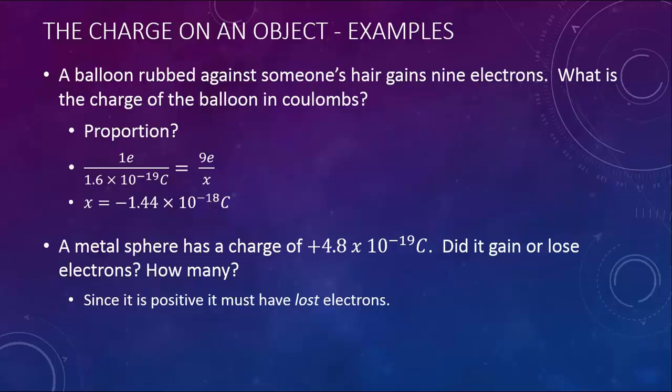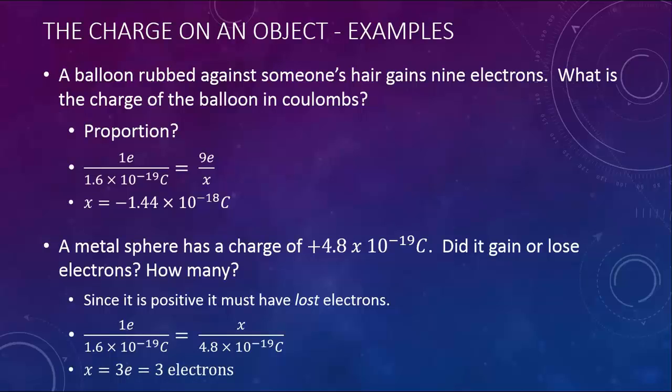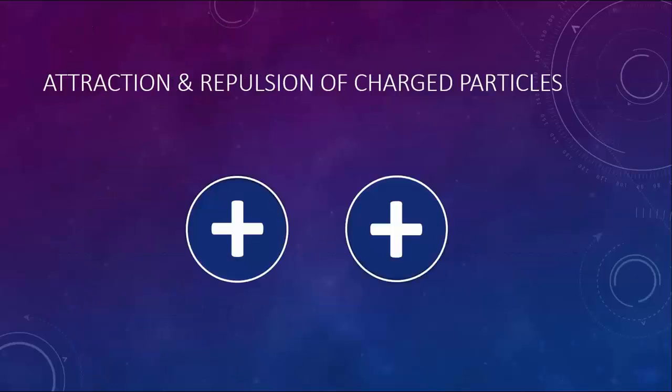Once again, we'll set up a proportion to figure out how many electrons it lost. So one elementary charge is 1.6 times 10 to the negative 19 coulombs. We want to know how many elementary charges 4.8 times 10 to the negative 19 coulombs is equivalent to. If we cross multiply and divide, we find out that this is equivalent to 3 elementary charges, and therefore 3 electrons lost. The next thing we want to look at is the interaction of charged particles.